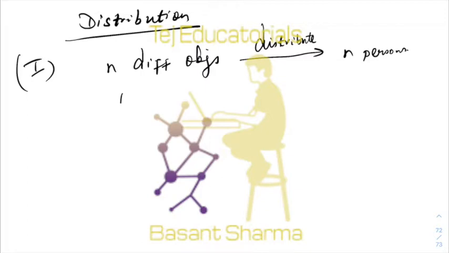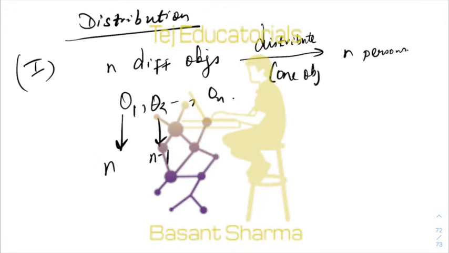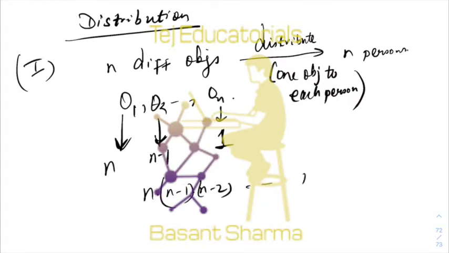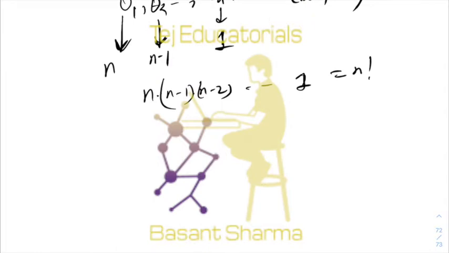Well, if the objects are labeled as O1 till On, such that n different objects are to be distributed among n persons, one object to each person. Every person gets one object each. So object O1 has n options, object O2 has n minus 1 options, and object On will have one option. So by the fundamental principle of counting, you will have n into n minus 1 into n minus 2, and so on till 1, which is n factorial.